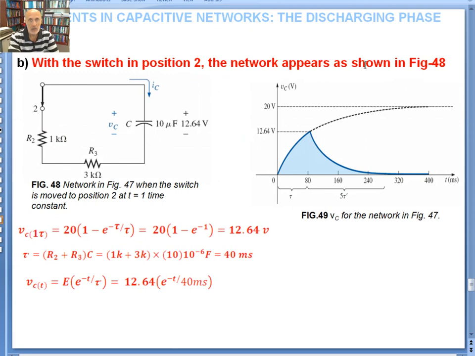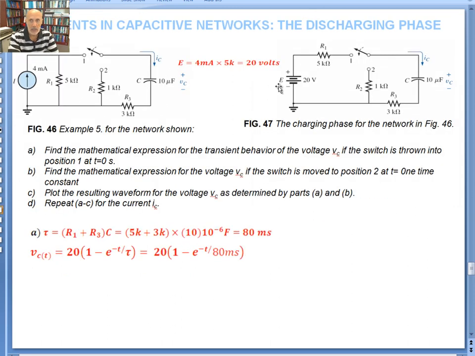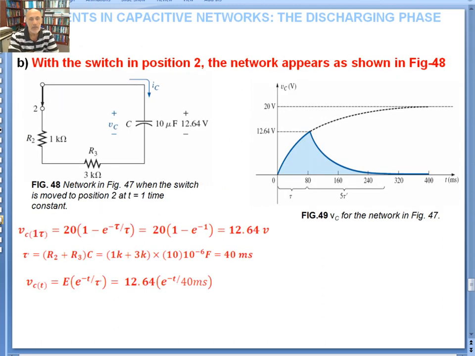So if you switch to position 2, the network appears as shown in this figure. Now you've got the 1K kicking in, 1K and 3K, so the time constant would be different. But at that point, to see how much voltage you have, you plug in one time constant, which is e to the minus 1, and that's 63% of 20 volts. 1 minus e to the minus 1 is actually 0.632, and that gives you 12.64. So at one time constant, the voltage across the cap is built up to 12.64, and then at that point you're switching to position 2.